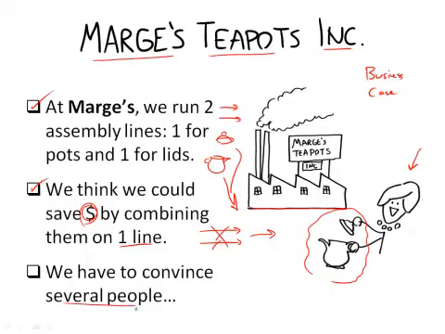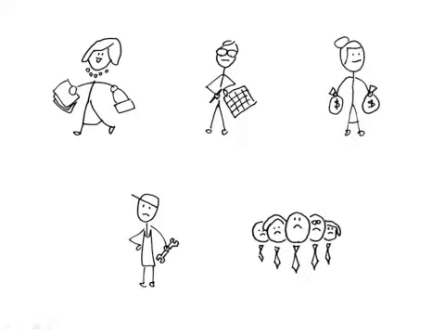We have a lot of different people that we need to convince to look into our idea. Well, who, for example? Let's say over at Marge's, we have Marge, who really is the CEO, and then we have Bob over here, who's the project manager. Whatever it is that Marge decides, Bob is the one who actually has to figure out a way to make it happen. And then we've got Mary over here, and Mary is in charge of the money.